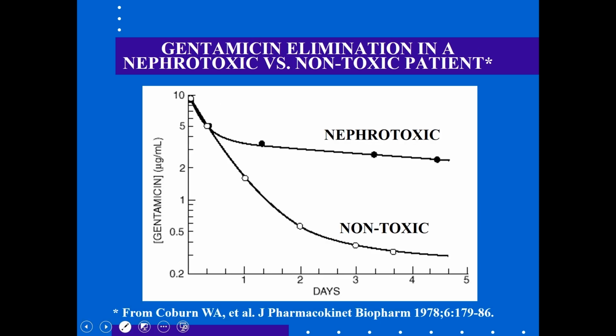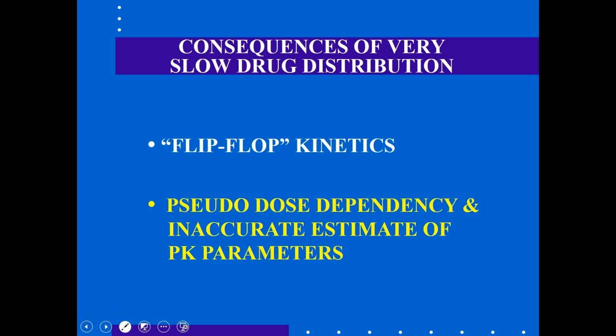And Coburn and Schentag and their colleagues at SUNY Buffalo have shown that patients who show nephrotoxicity actually are accumulating more of the gentamicin in their kidneys. They can actually measure the amount of gentamicin in the kidneys in post-mortem exams and account for almost all of the gentamicin that is distributed to the peripheral compartment.